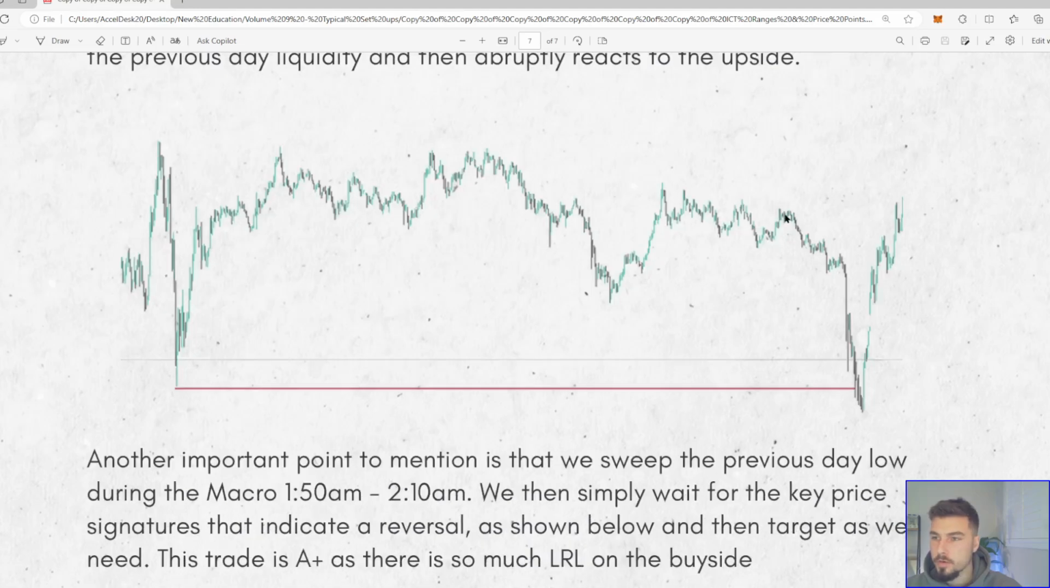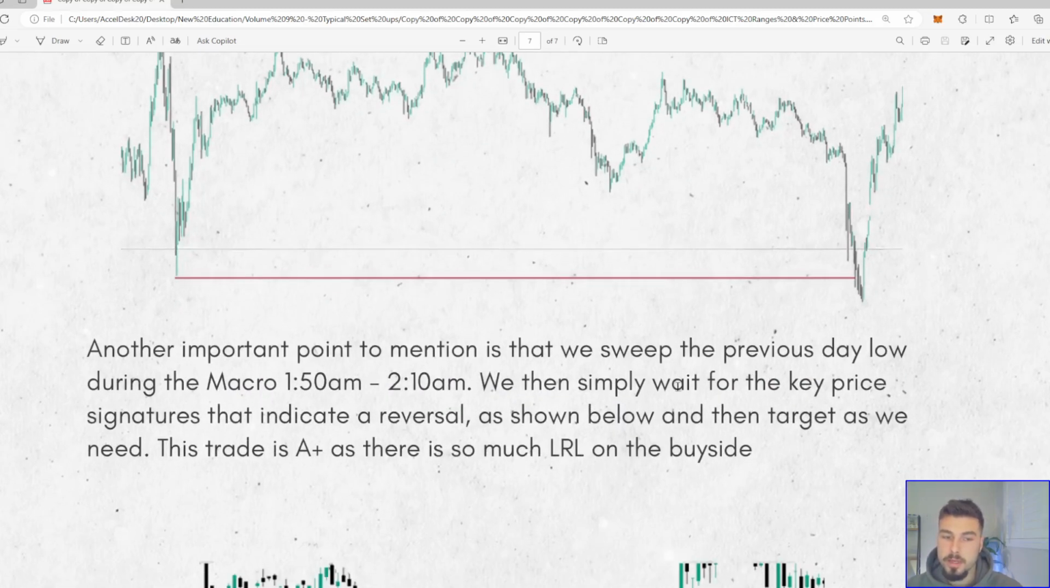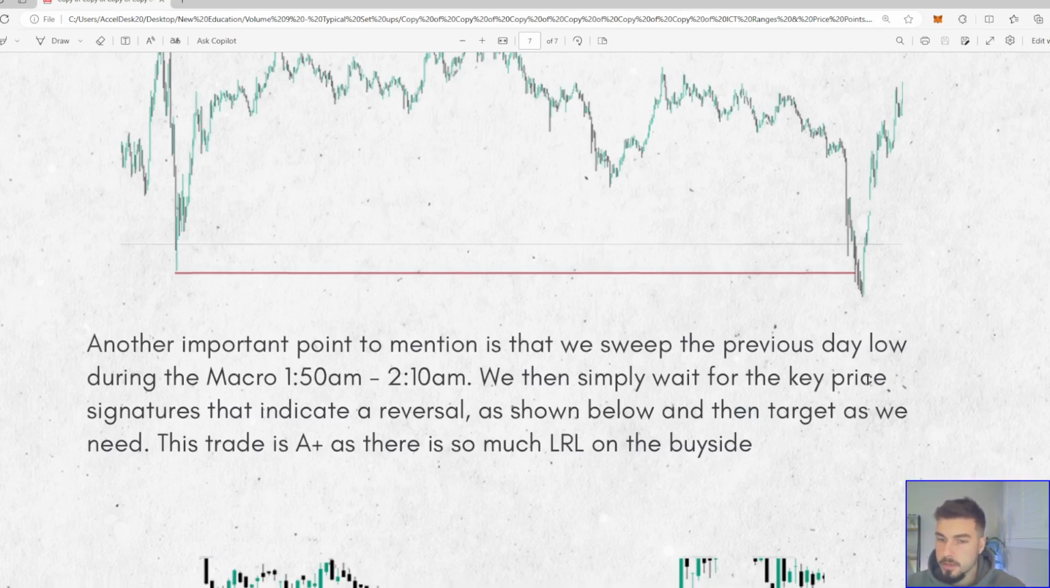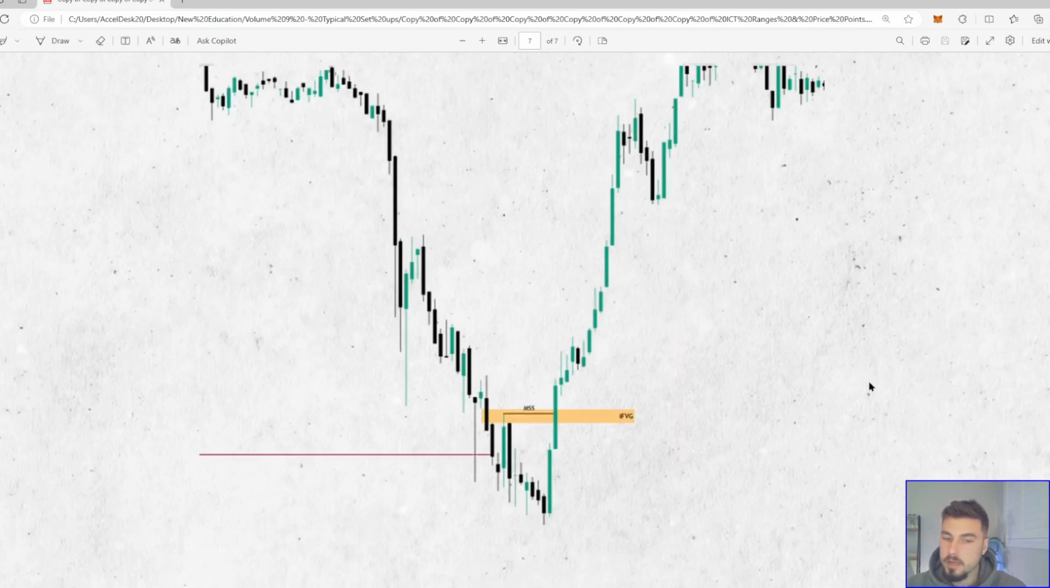Now you can see all this low resistance liquidity at the top here. We've come down, we swept this previous day low. Again, previous day low. Another important point to mention is that we sweep it during the macro. Again, keep that in mind. Then we simply wait for the price signatures to indicate a reversal and we target the opposing liquidity. It's as simple as that. This is the mechanical style of trading.